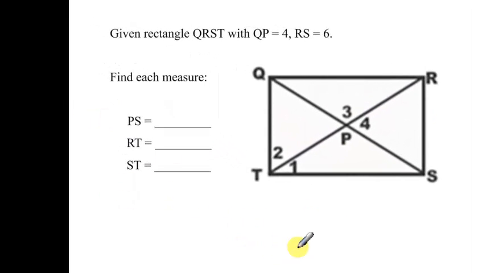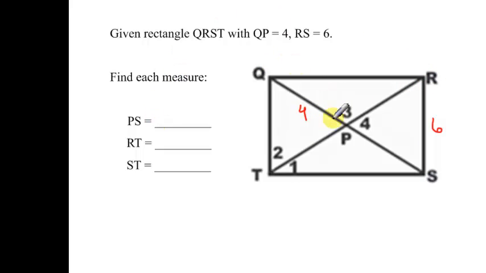So now we're in your whisk packet with these examples. Given rectangle QRST with QP is 4 and RS is 6. I want to add that to my picture. I find QP right here on that diagonal, 4, and RS, that's the side of my rectangle, that's 6. And so we're going to find some measurements.